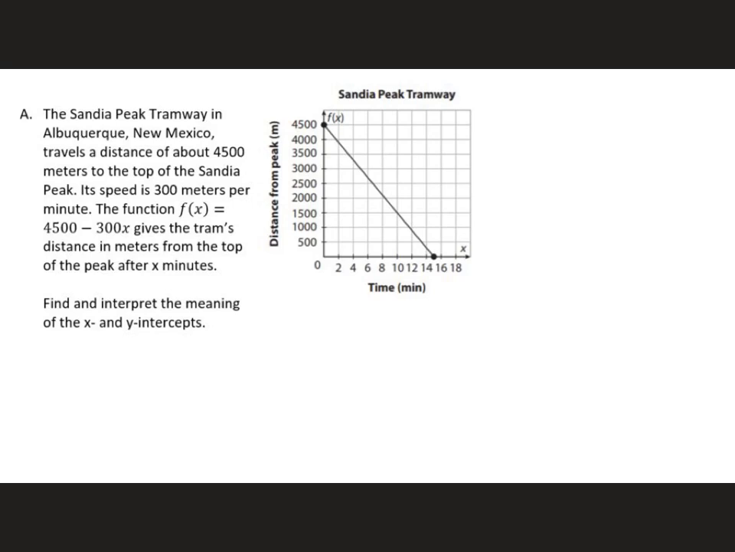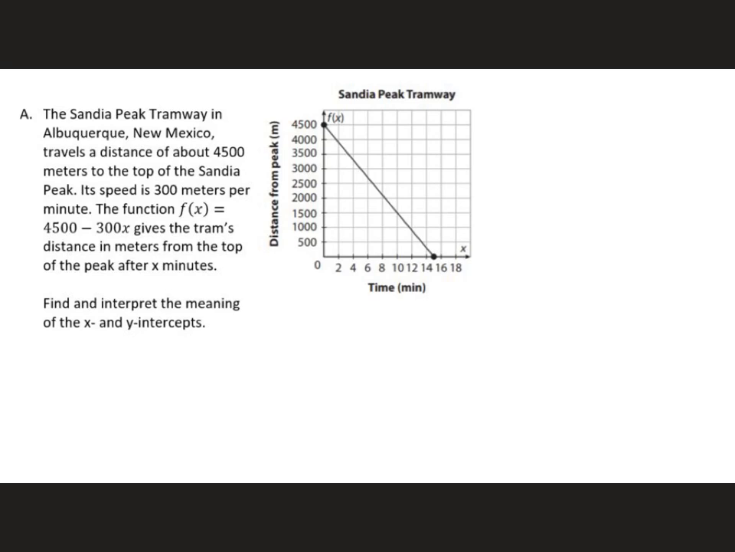So this could apply also to a word problem. Here, the Sandia Peak Tramway in Albuquerque, New Mexico, travels a distance of about 4,500 meters to the top of the Sandia Peak. Its speed is 300 meters per minute. The function f(x) = 4,500 - 300x gives the tram's distance in meters from the top of the peak after x minutes. Find and interpret the meaning of the x and y intercepts.